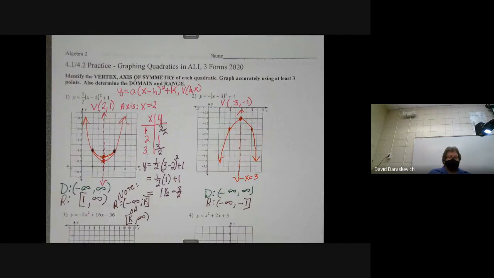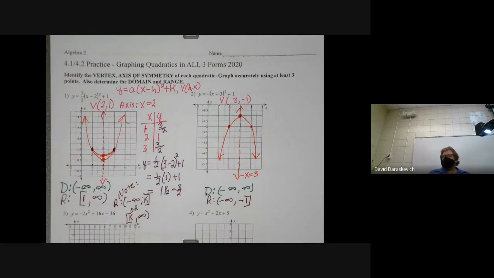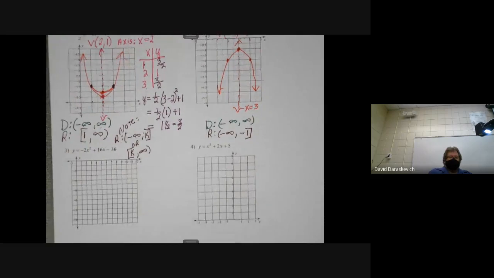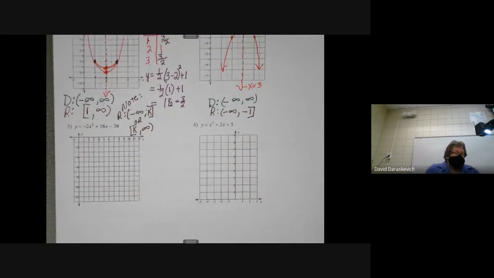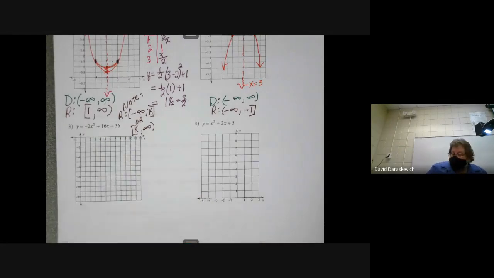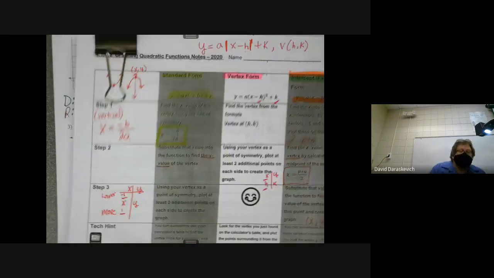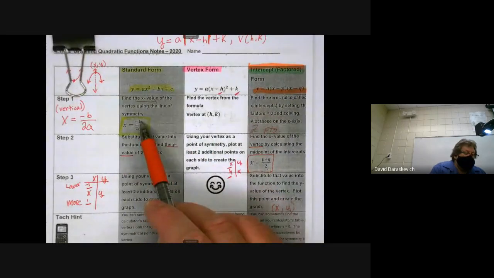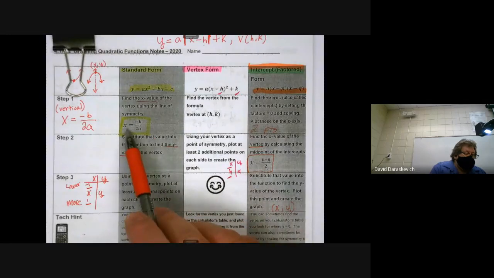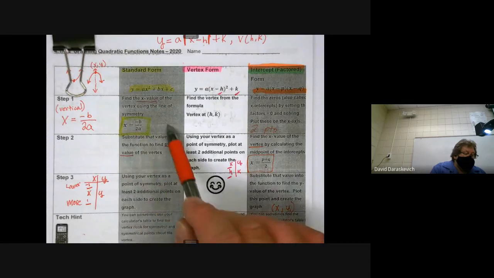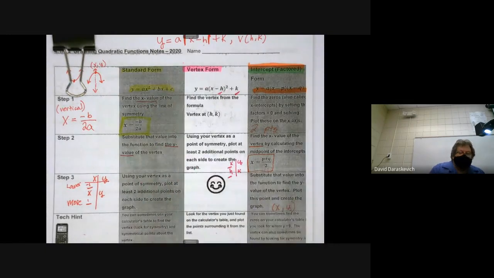All right, standard form. Any questions so far, guys? Okay, standard form. I have -2x squared plus 16x minus 36. If I follow this chart here, the first thing I have to do in standard form is find our vertex using x equals -b over 2a. Now, this is a lot of algebra here in steps 1 and 2 of standard form. There's no way around it.